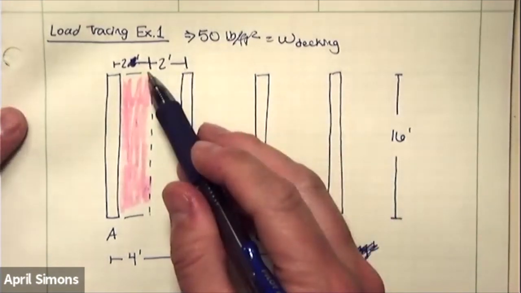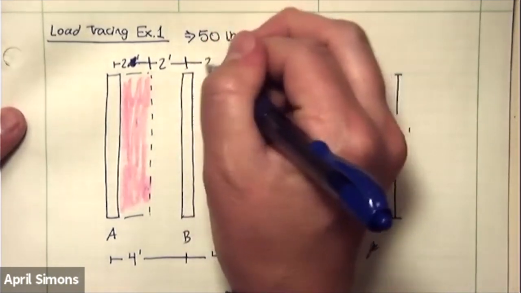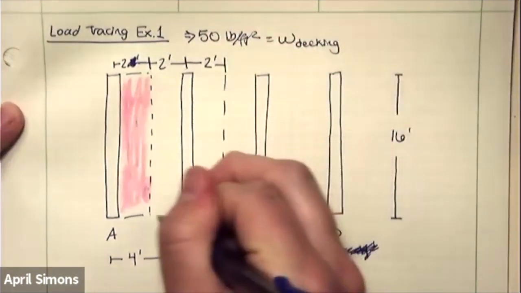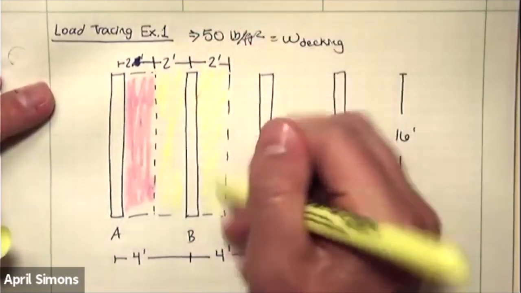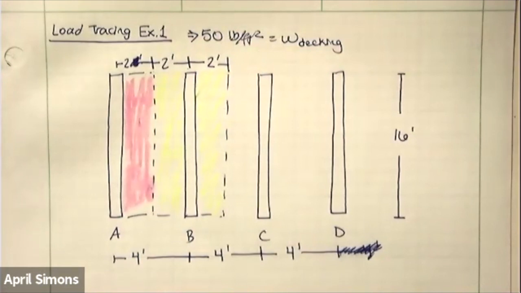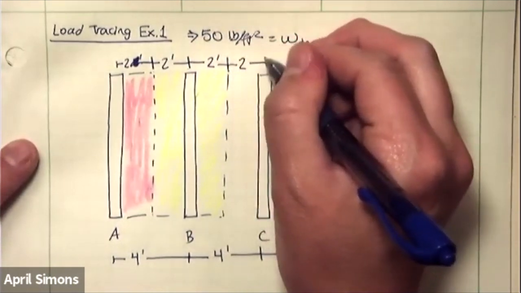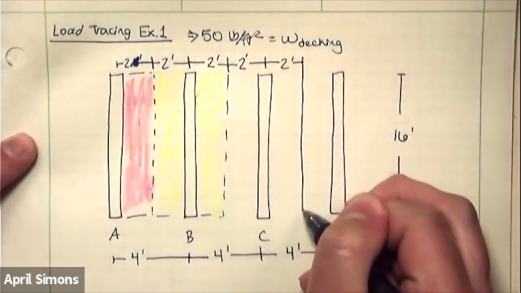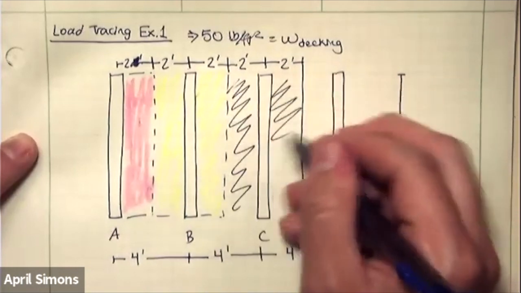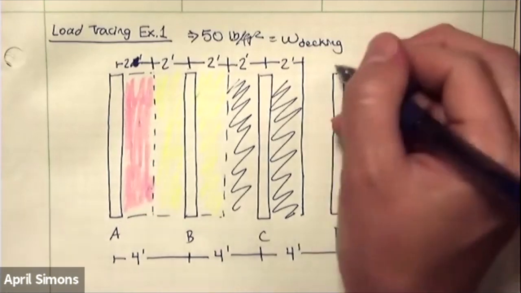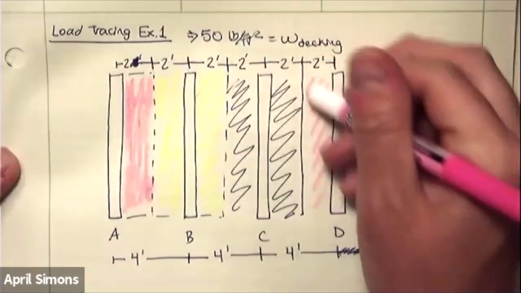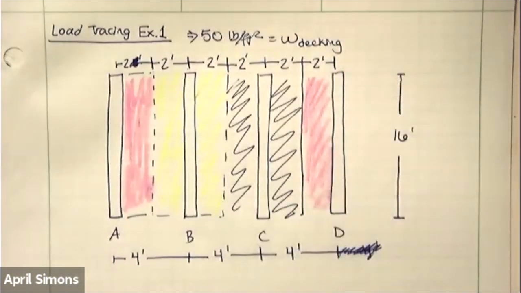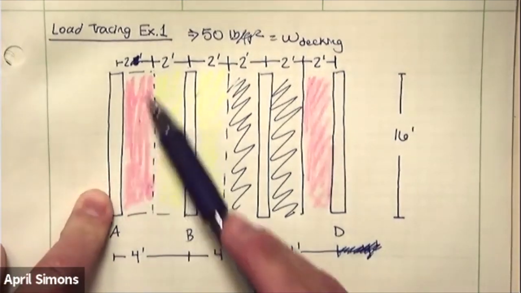Beam B, we've got 2 foot halfway over to A, halfway to C, we've got another 2 feet. So our uniform load will be applied over a 4 foot span here at B. Let's use a different color for B. C has got a 2 foot span to the left, 2 foot span to the right here. So I'll use a different color even here. And then D, being an end one, we've got 2 foot here back to C. So that's got a 2 foot tributary width.